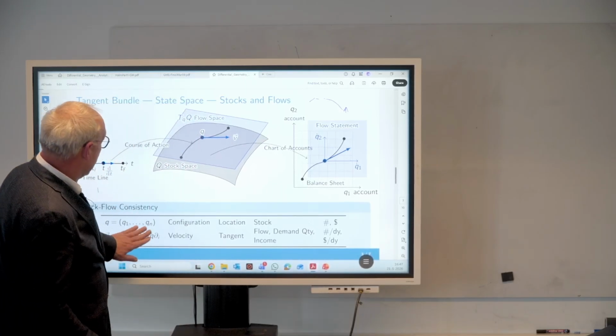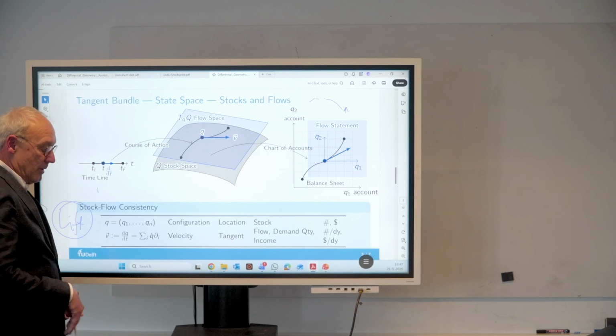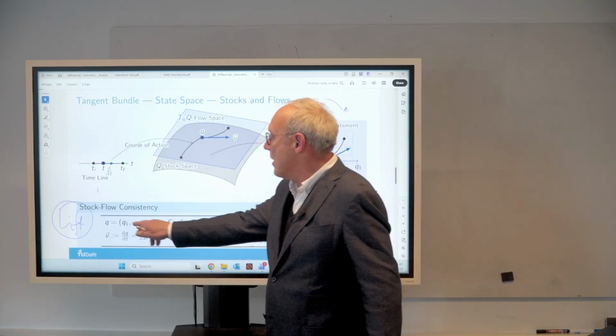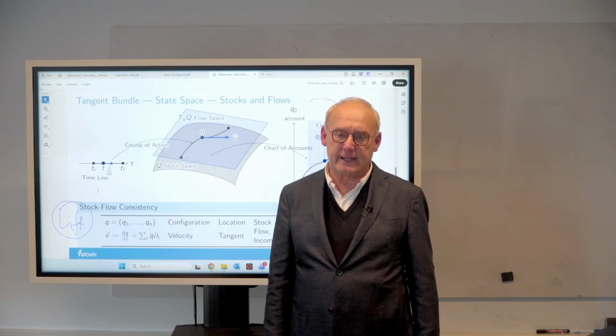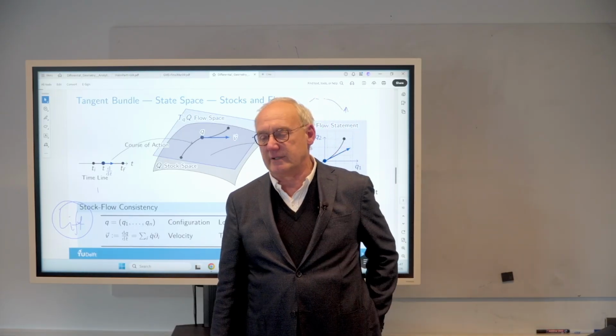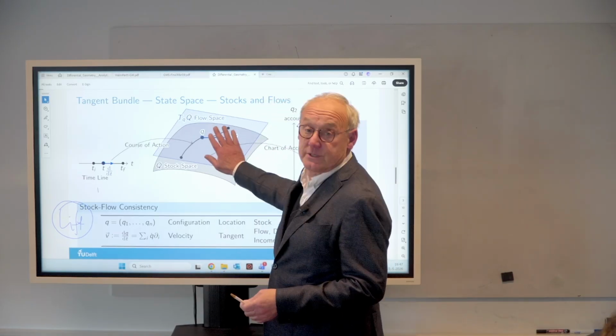So here I told you this is the lift. This thing is the lift. And how do you interpret that lift in economics? Economists will talk of stock flow consistency. This is a new idea. Traditional economics doesn't contain that. Traditional economics actually only looks at these flows.